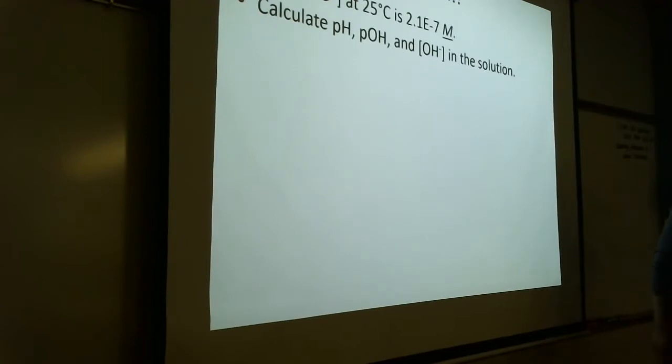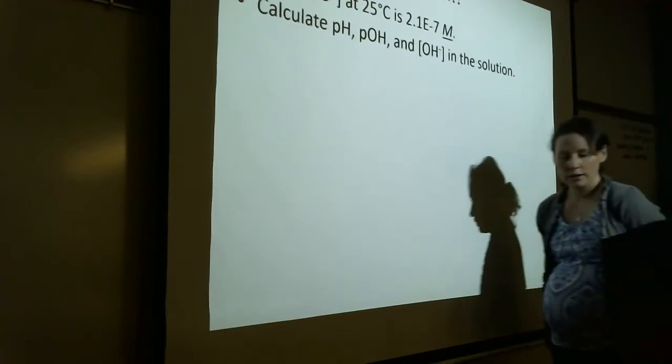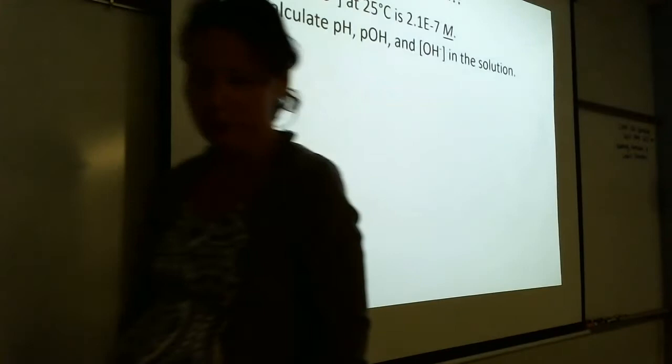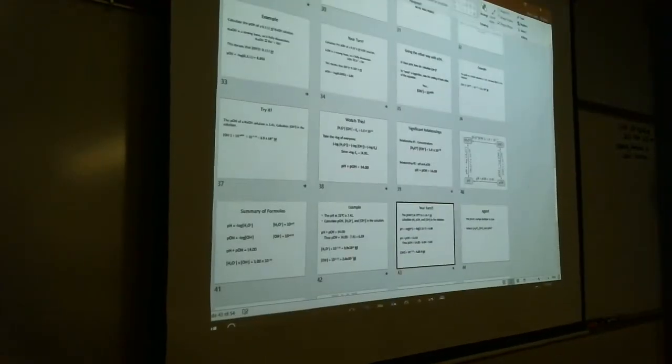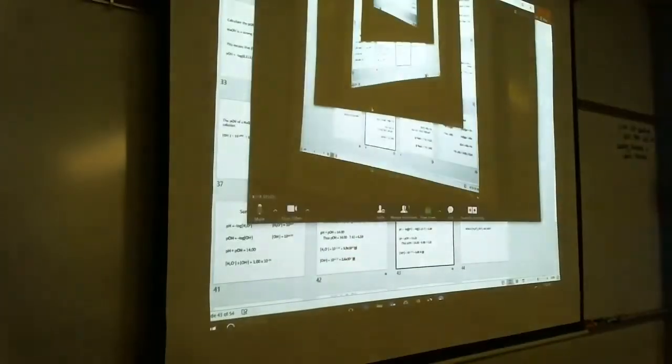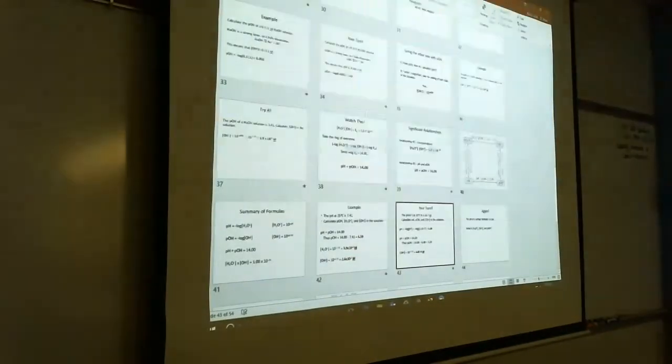Okay, why don't you try this one? The hydronium ion concentration at 25 degrees Celsius is 2.1 times 10 to the negative 7th moles per liter. I want to know pH, pOH, and hydroxide ion concentration. I'll pause it and let you try this one. Don't forget sig figs. See what we got.